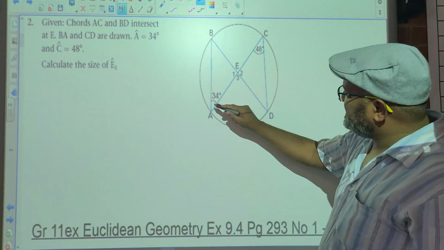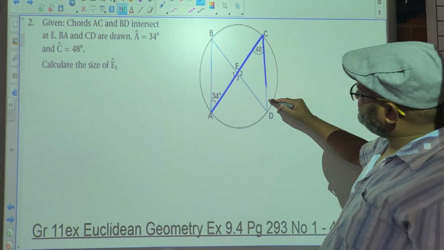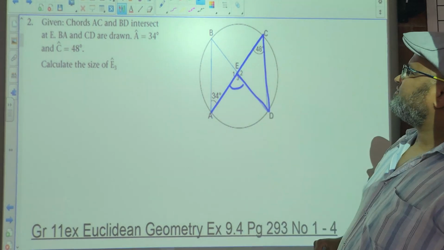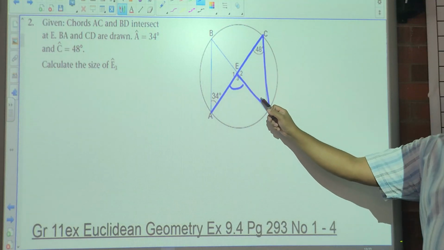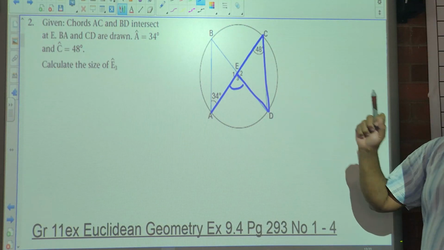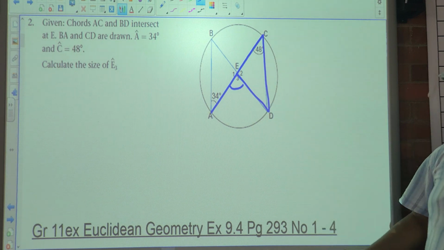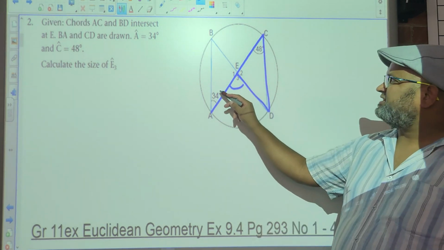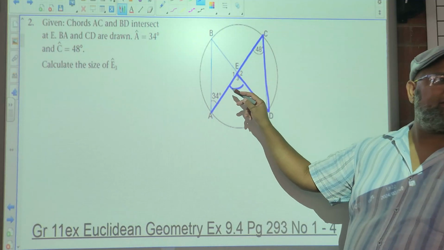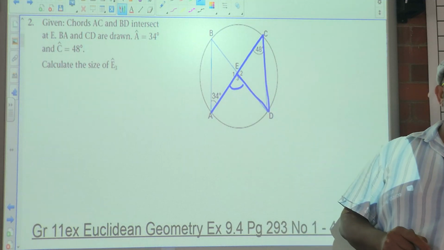E3 is the exterior angle of this triangle, not so. So exterior angle of a triangle is equal to the sum of the two interior opposites. Not so. So what angle am I missing? D. However, we know that angle D is also the same as angle A. Why? Angles in the same segment.